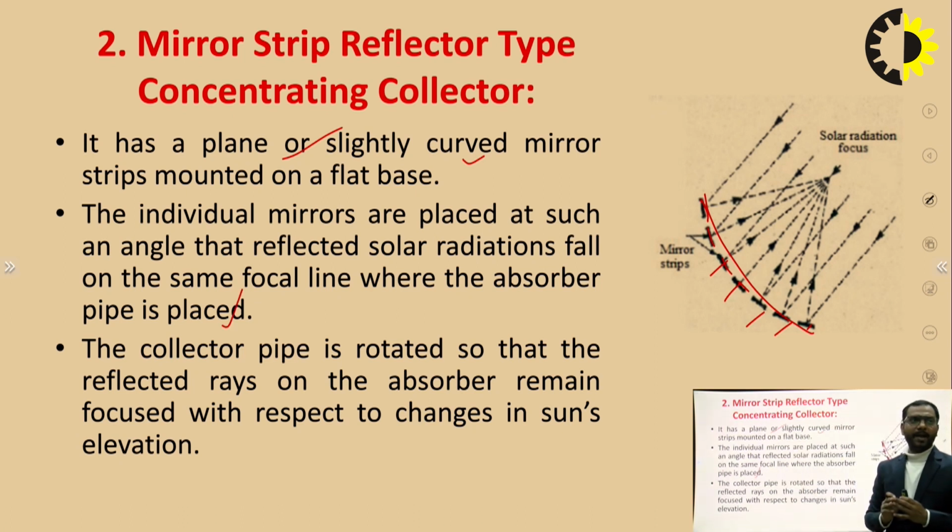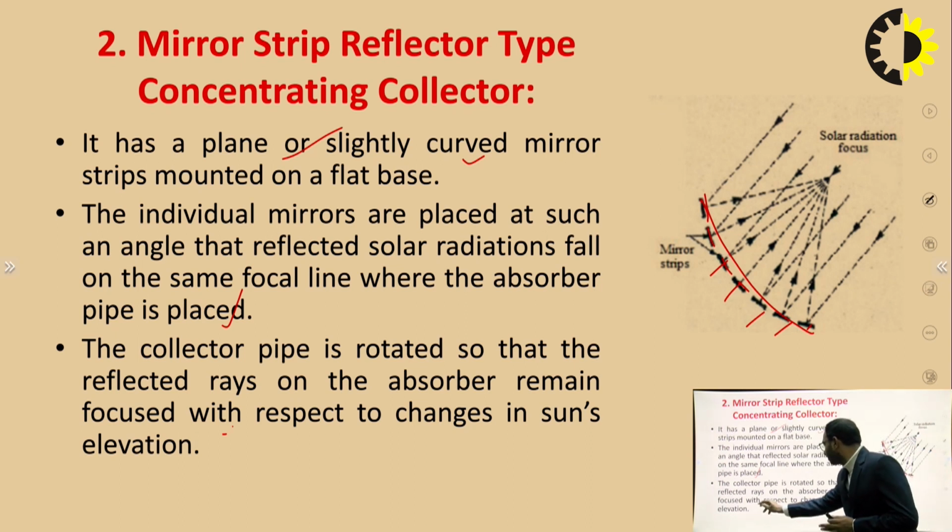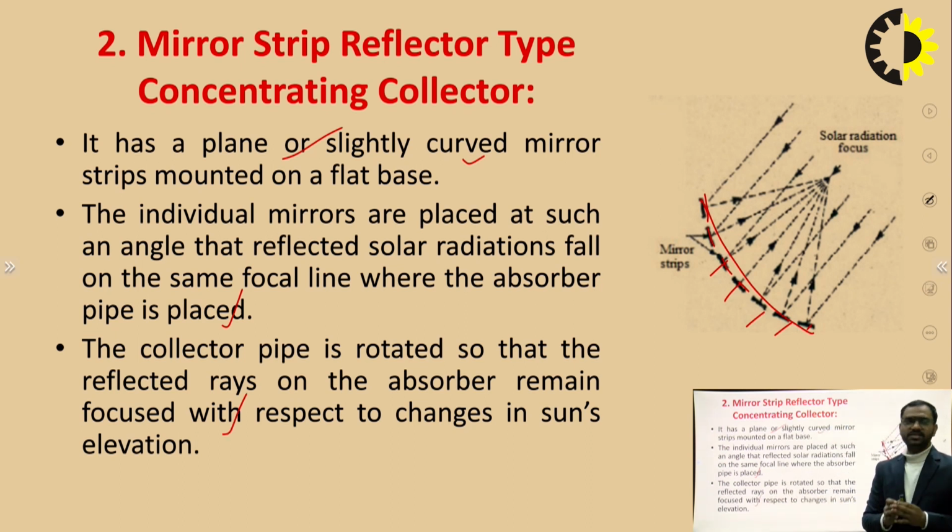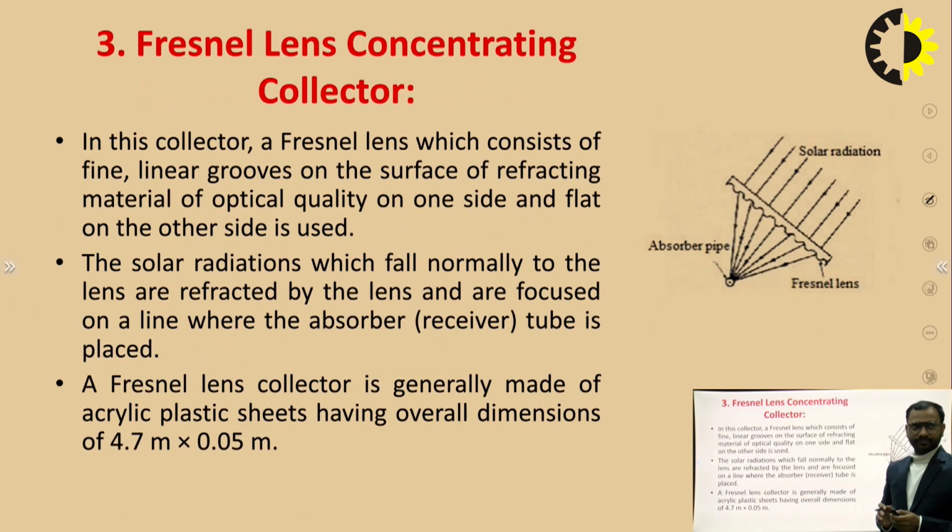Then the collector pipe is rotated so that the reflected rays on the absorber remain focused with respect to changes in the sun's elevation. Then the third type is Fresnel lens concentrating type collector.